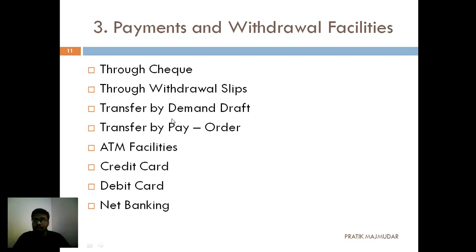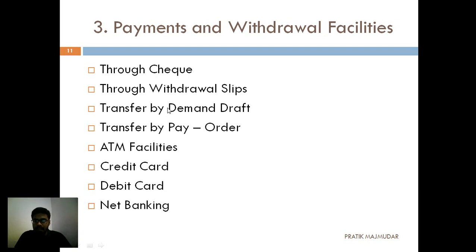Then third, by demand draft and by pay order. For example, if I want to purchase a new bike, I can pay by cheque, I can pay in cash, I can swipe my card as well. But there is a facility given by the bank called a demand draft. I don't have to carry my money and give it to the dealer. I can directly give them the demand draft. The pay order works the same way.